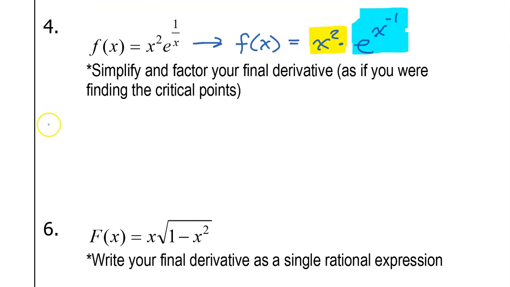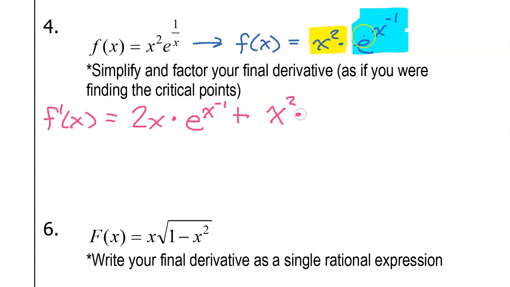So here we go. F prime will equal, the first time through, we take the derivative of the yellow factor, which is 2x, and we leave the blue factor alone. So we still have e to the x to the negative 1 power. And then we put a plus. The second time through, we leave the yellow factor alone. So I have x squared. But then I take the derivative of the blue factor.